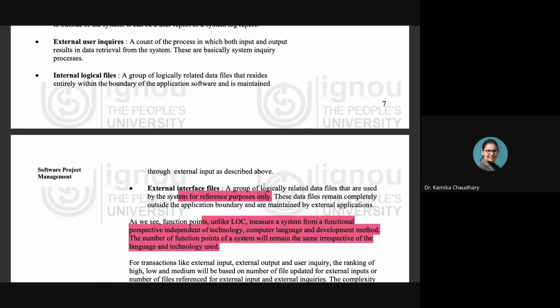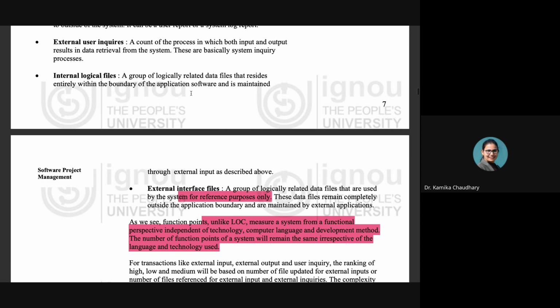Obviously there will be logically related files, or a group of logically related files, that will be used by the system for reference purposes only, right? For that, the system is going to check other files, going out of its boundaries. All those things will come under the external interface files.